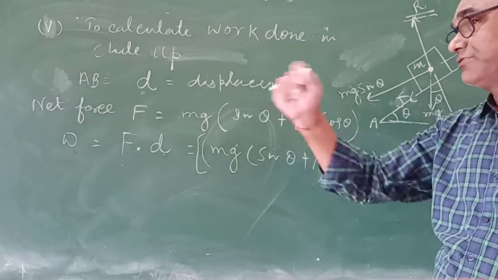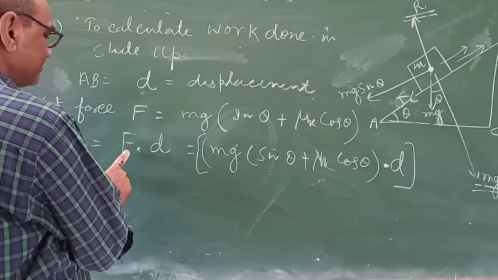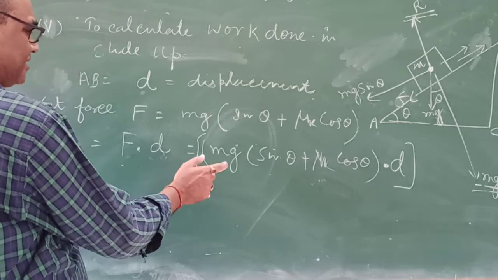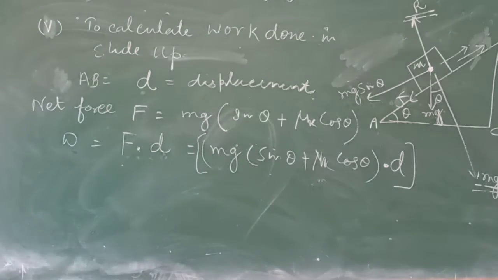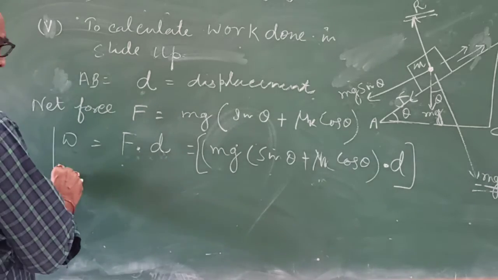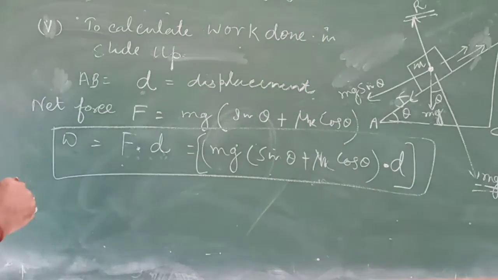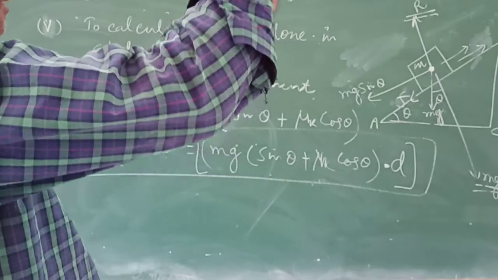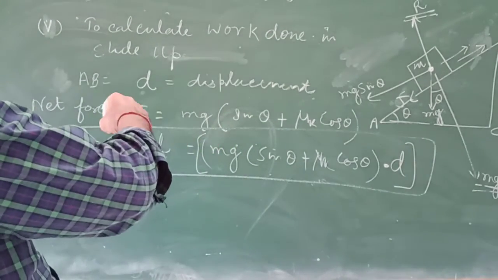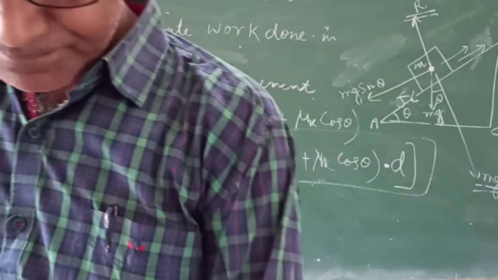Therefore, work done, we know, is equal to force into displacement. So work done is equal to force, the value of force being mg sin theta plus mu k cos theta, into d. And that is the net amount of work done in a slide up. In slide down, you apply the minus sign. In slide up, you apply the plus sign. Is that clear?